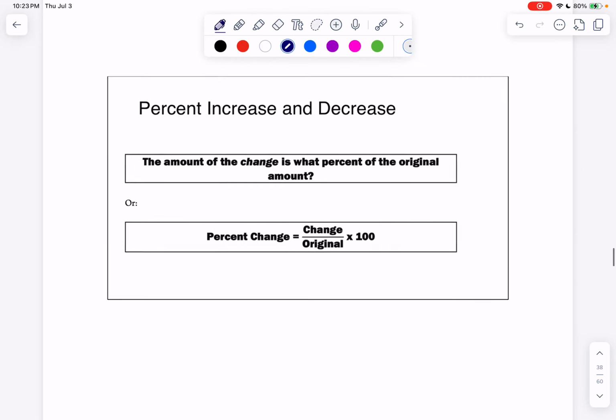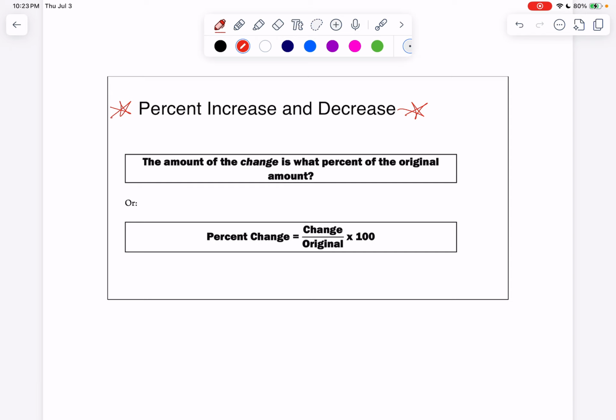This is a formula you must memorize, the percent increase decrease formula. I don't say that often, but when I say it, you best do it. So percent increase and decrease is really saying the amount of change we have between the two values has what relationship to the original amount. That's what we're saying: how does this amount of change relate to what we started with? Was it a big chunk of what we started with, a small chunk of what we started with?